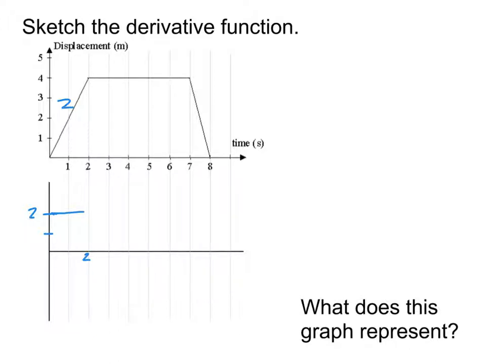All right, now I look to see the next piece. And remember, the next piece was here where the slope was 0. So that's between 2 and 7. Now, if our slope is 0 there, that means my graph is going to be a horizontal segment again at a height of 0. Because basically, the equation of the derivative here would be y equals 0. Just like the equation of the original would have been y equals 2.